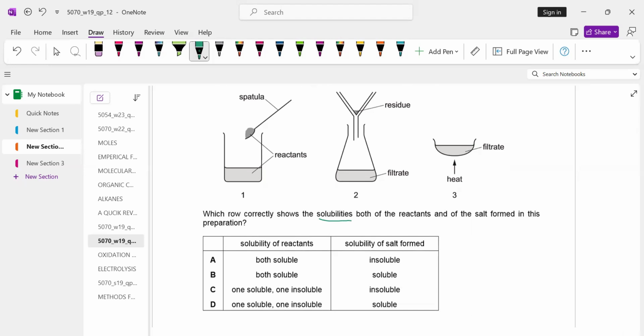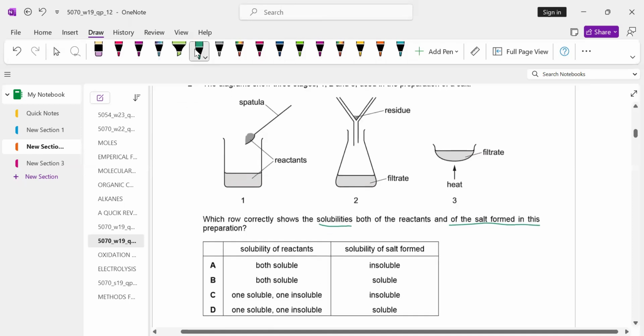So they are asking which row shows that the salt that is formed is soluble. In this first stage we have reactants in a beaker and a spatula. In the second one we have residue, filtrate, conical flask. In the third one we are heating the filtrate. Heating the filtrate means you are doing the crystallization process. Crystallization process is done for soluble salts. So we can say that one of the reactants would be soluble and one of them would be insoluble.